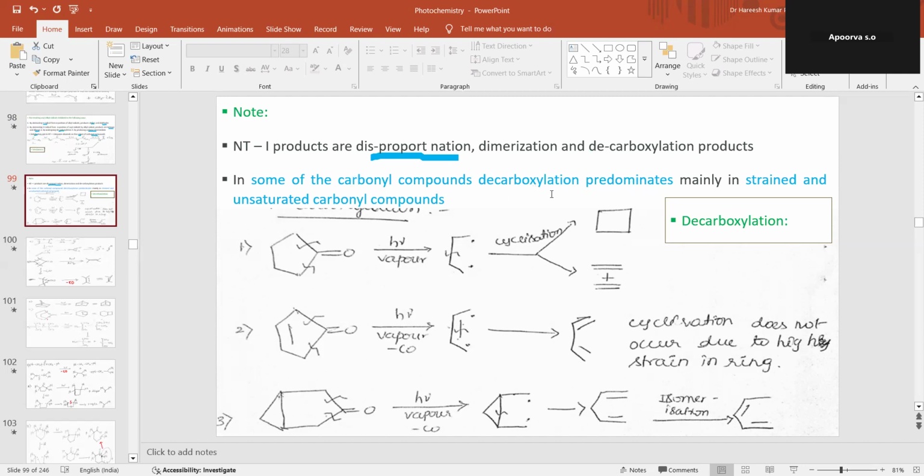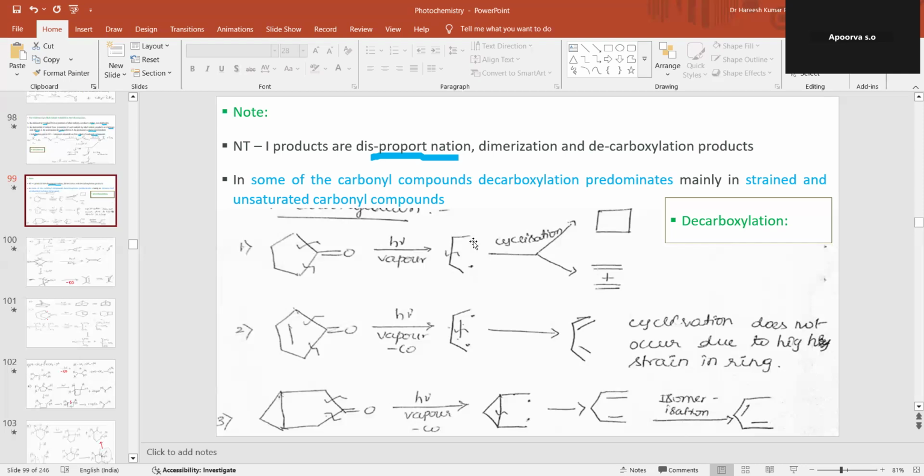Some carbonyl compounds, more particularly the strained carbonyl compounds and the unsaturated carbonyl compounds, undergo decarbonylation predominantly. So look here, this is one strained carbonyl compound. This is also another. This is also one more. Five-membered and smaller rings are called strained carbonyl compounds. They undergo decarbonylation predominantly. So you know that this is the alpha carbon, this is the alpha carbon. As per Norrish type 1 cleavage, cleavage here, cleavage here. That means CO is a leaving group. Carbon monoxide is a leaving group.